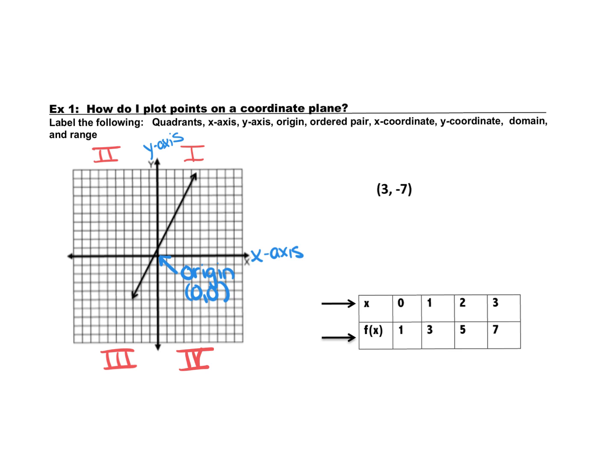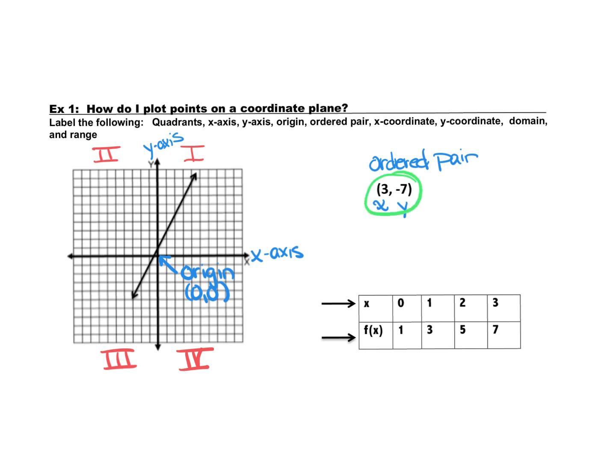Now our ordered pair is written over here on the right, the 3, -7, and it's always written in parentheses, and that's how we know that it's an ordered pair. And then the x and the y coordinates are the numbers inside of the ordered pair here. So the x coordinate is the 3 and the y coordinate is the -7. And then we're able to plot the points, the ordered pairs, on the coordinate grid. So let's go ahead and plot this point, the 3, -7.